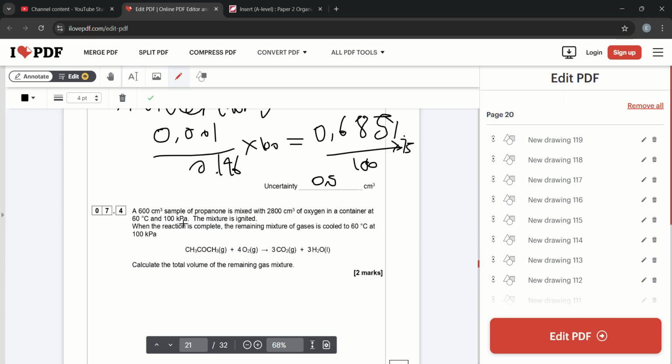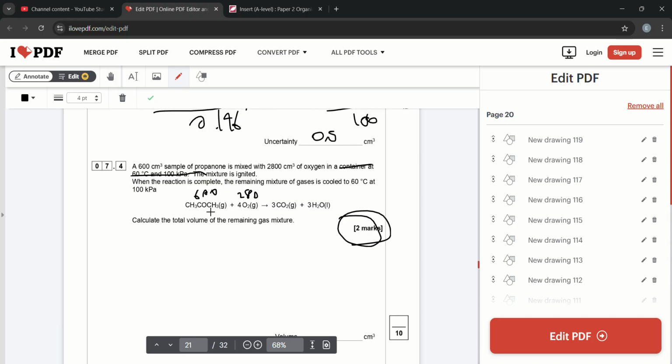7.4. A 600 centimeters cubed sample of propanone is mixed with 2800 centimeters cubed of oxygen in a container. Now we're not going to need that for this question, it's only 2 marks. I doubt they're going to expect us to use PV equals nRT. We could use it, but this is a simpler and more logical approach that they want to test in this question. When the mixture is ignited and the reaction is complete, the remaining gas mixture is at 60 degrees Celsius and 100 kilopascals, same as before. Calculate the total volume of the remaining gas mixture.